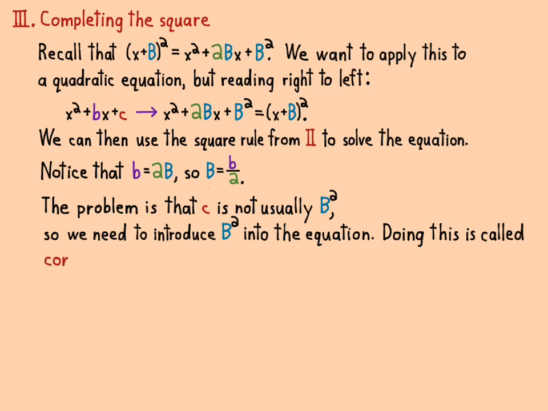For quadratic functions, we do it a little differently. So we'll do that later. So doing that's called completing the square. You just put that b squared in, and then you'll have a trinomial that factors as x plus b, the quantity squared. So here's an example.